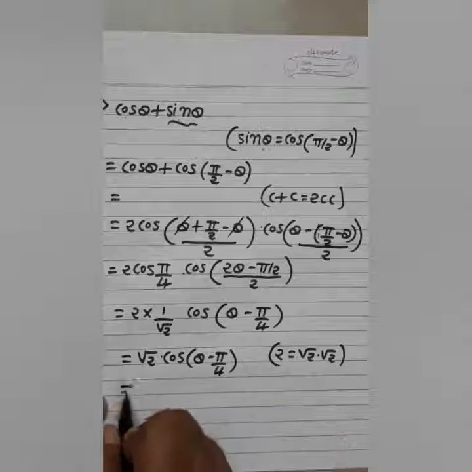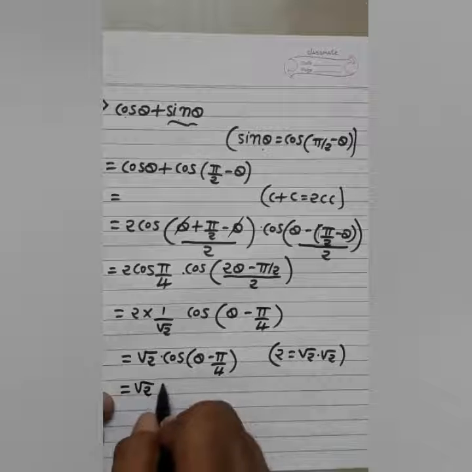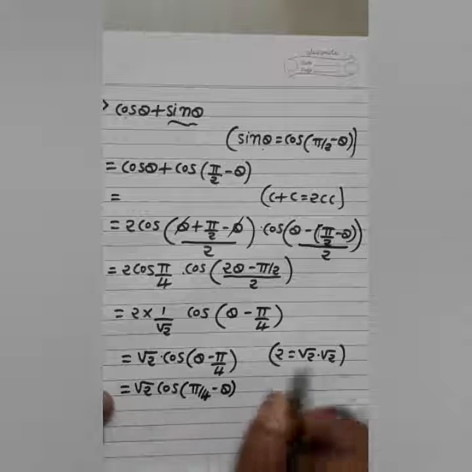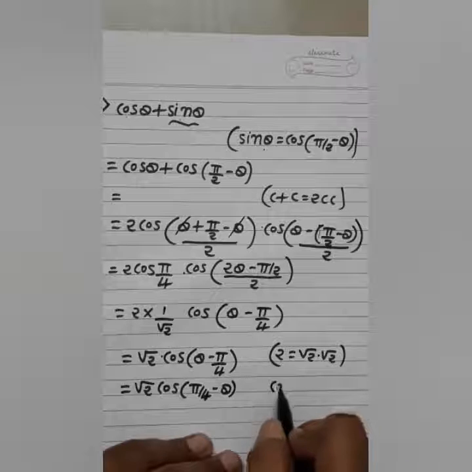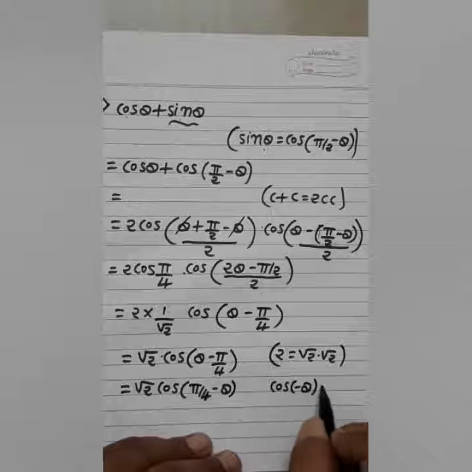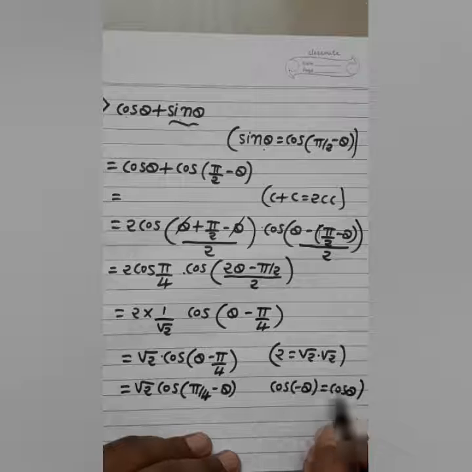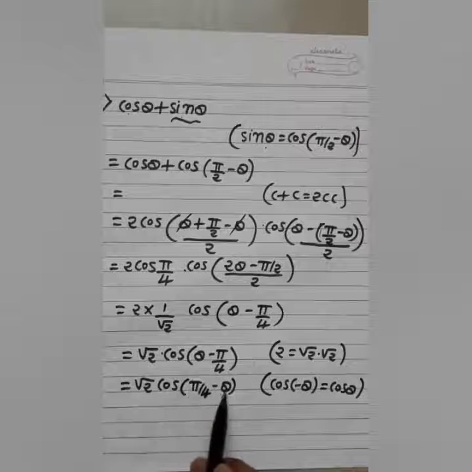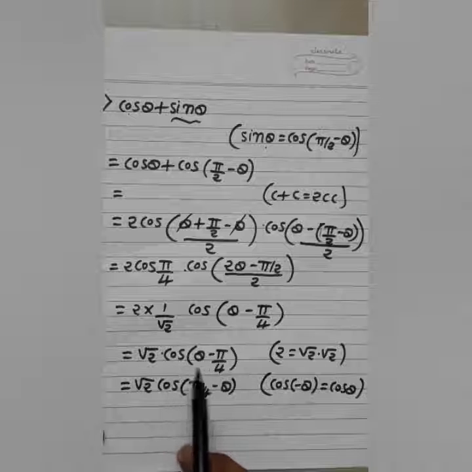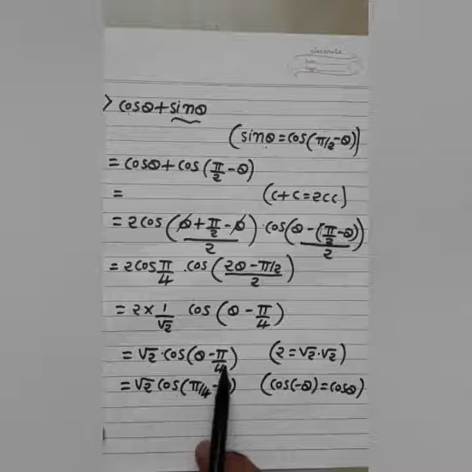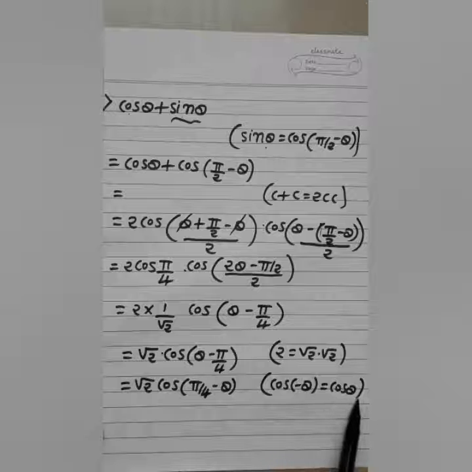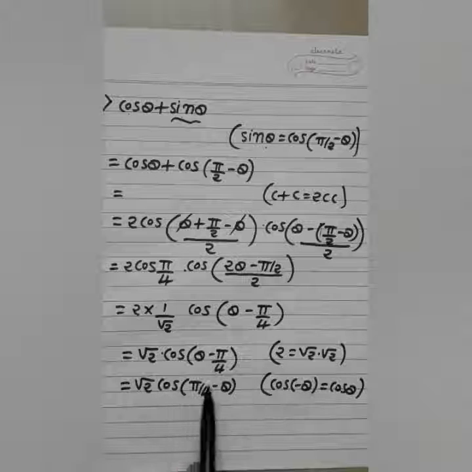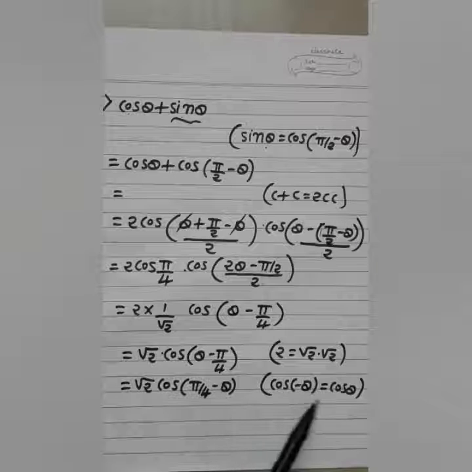We can also write this way: under root 2 cos into bracket pi by 4 minus theta, because cos into bracket minus theta is equal to cos theta. Using this result we can also write it both ways, because here a minus sign can be taken common in this bracket, but cos minus theta is equal to cos theta. So we get the final answer: under root 2 cos into bracket pi by 4 minus theta.